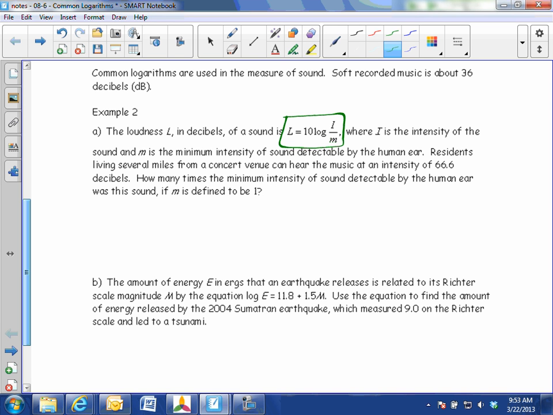Alright, so where are we going to put the 66.6? What variable is it? It's L. Good. And they tell us that M is 1. So we're going to look for I. They want to know the intensity. How many times the minimum intensity. Okay, so we're just going to plug in. So L is 66.6 equals 10 times the log of I over M, where M is 1, so I over 1.